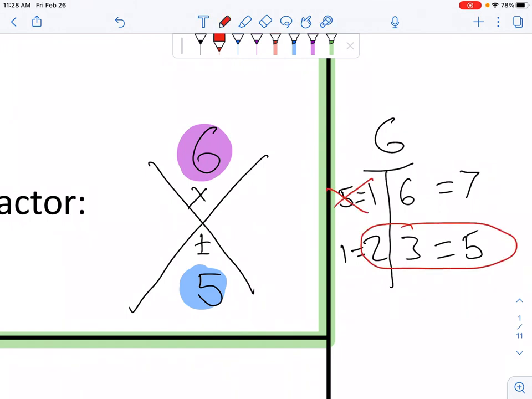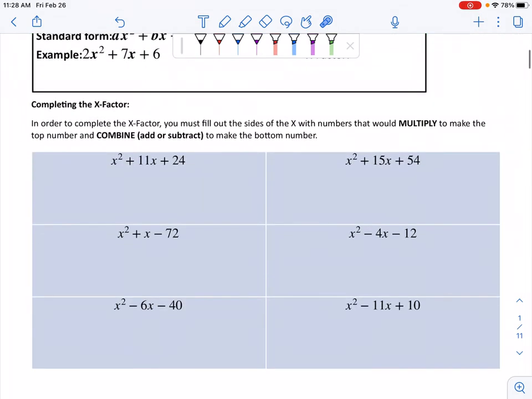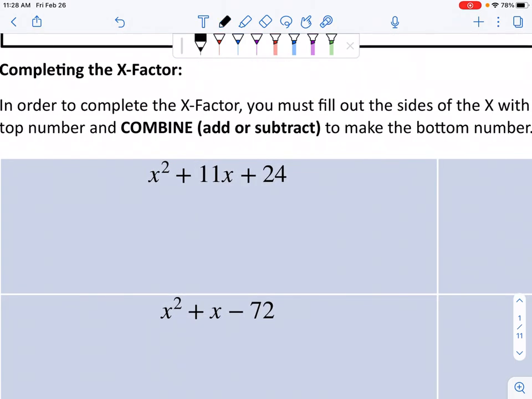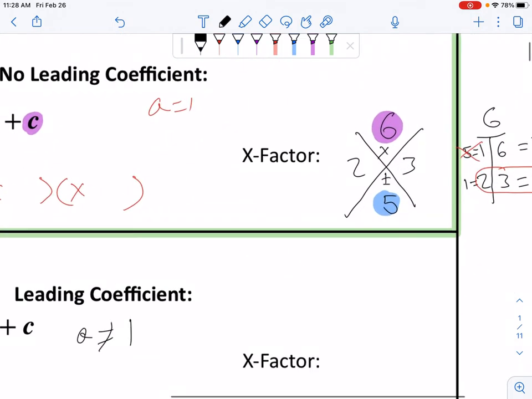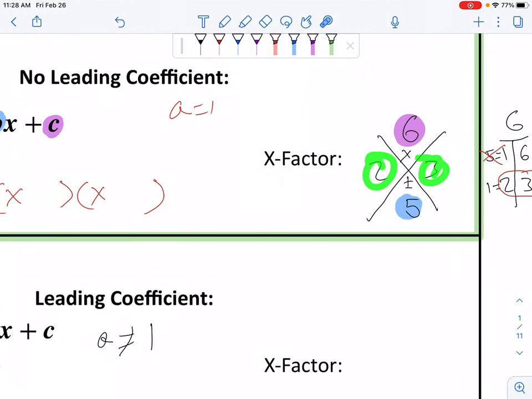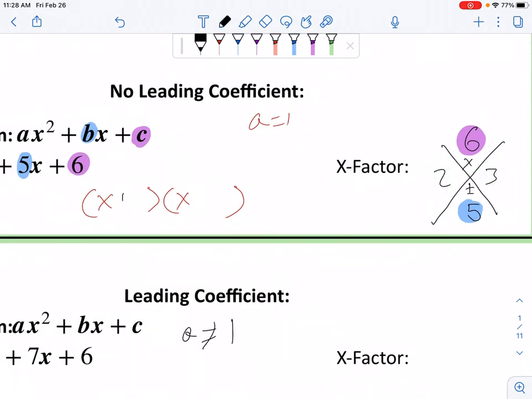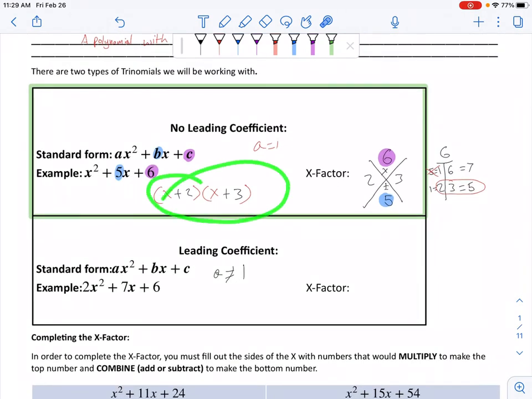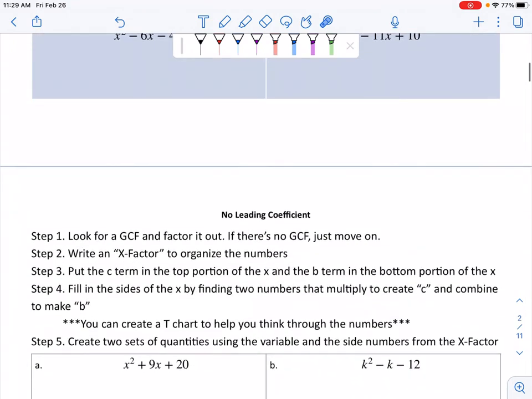So 2 and 3 make 5. So 2 times 3 makes 6, and 2 plus 3 makes 5. So these are little number puzzles. So I'm going to fill out the X factor. When we have a trinomial, let me go back to my example here. So when we find 2 and 3, these are the numbers that multiply up. If I were to multiply this out, I would get back to my original. And we're not going to work on making this today. We're just going to work on filling out our X factor.